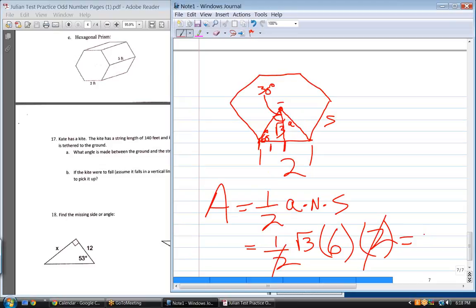So what's square root of 3 times 6? It's generally written as 6 square root of 3. Now let's go back to our volume. Our volume is the area of the base, which we just calculated, times the height or thickness. So what goes in for both of these?